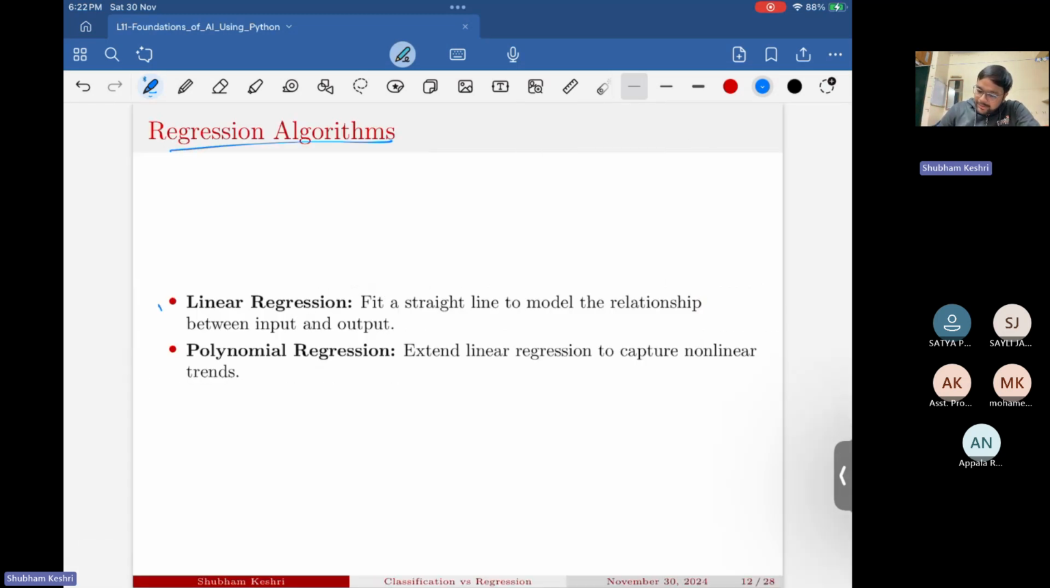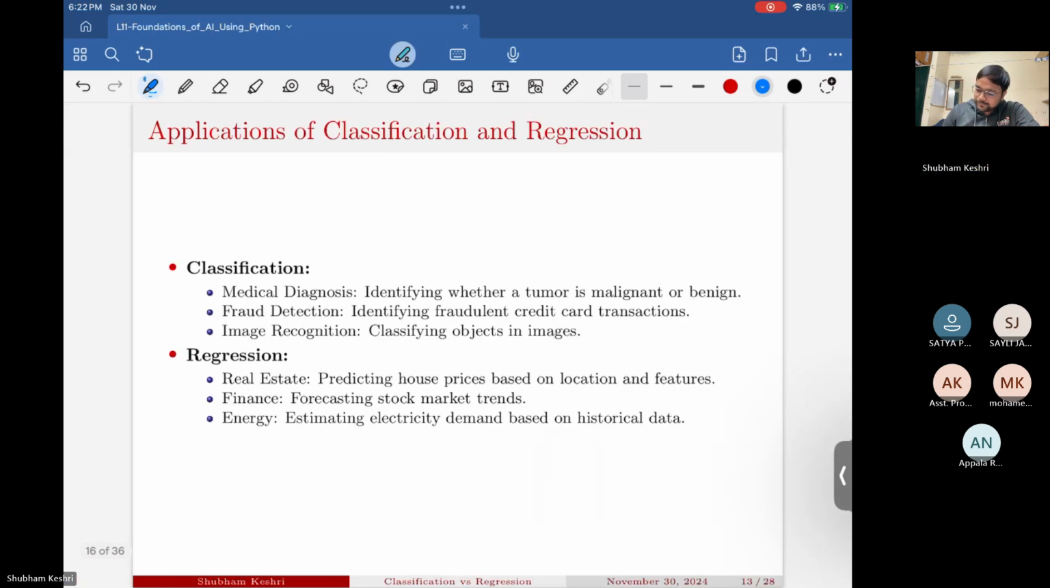Regression algorithms: linear regression, polynomial regression. Again, decision tree can also be used for regression. So these are the different algorithms for regression. Application of classification and regression: again, it is very simple. When you have categories, you have to use classification, and when you have to predict a continuous value, you have to do regression.